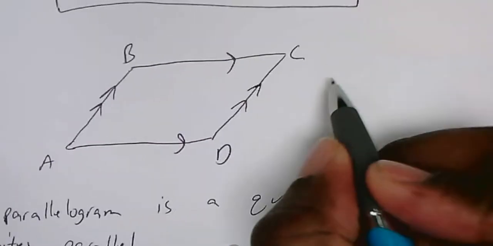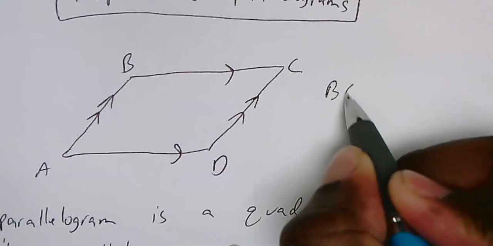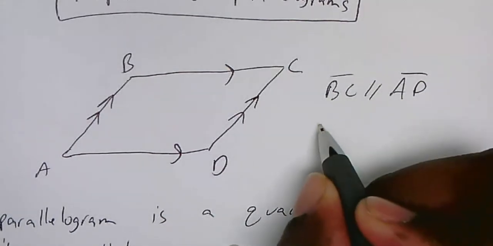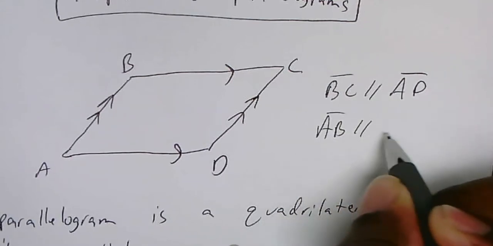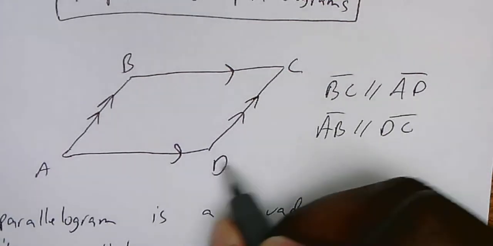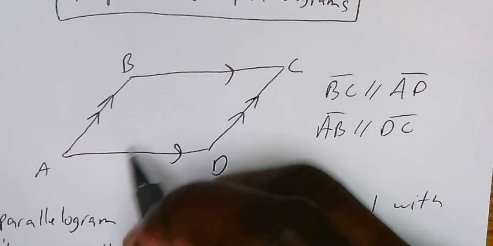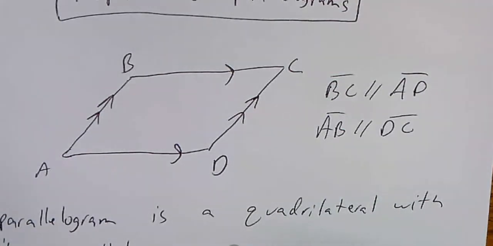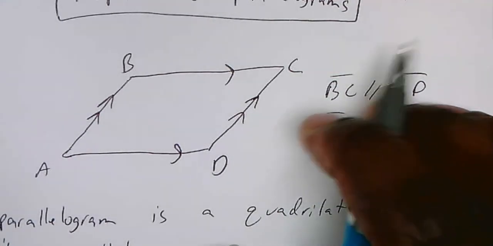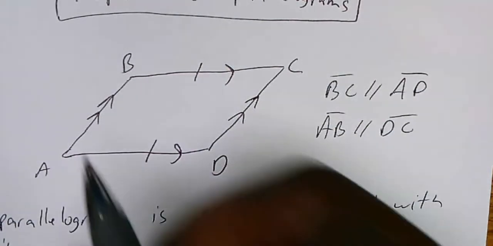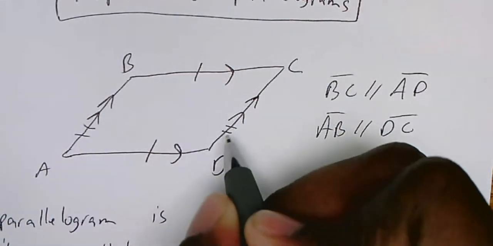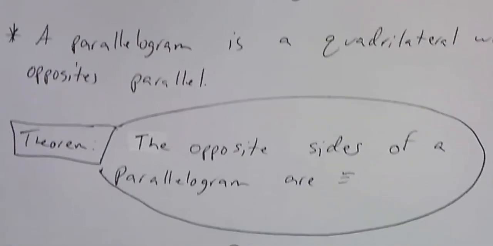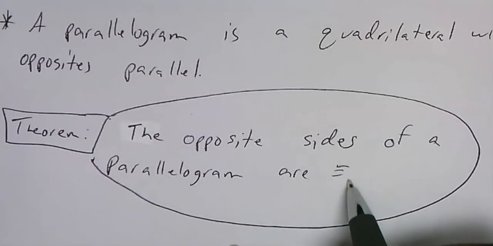So I can draw that segment BC is parallel to AD, and segment AB is parallel to segment DC. So they're parallel to each other. That's the definition of a parallelogram. There are some properties that exist because that's true. One property is the opposite sides are congruent to each other. It's more of a theorem. So one theorem is, the opposite sides of a parallelogram are congruent.